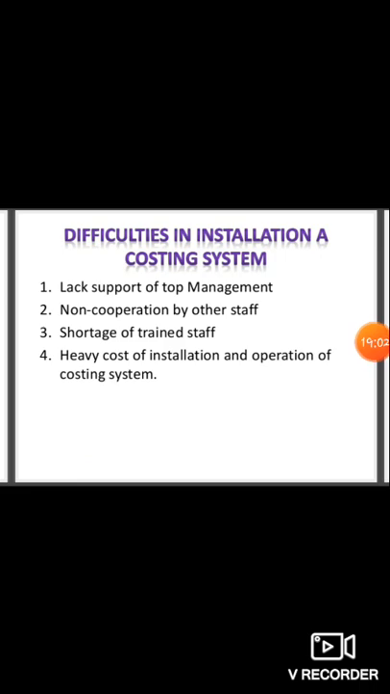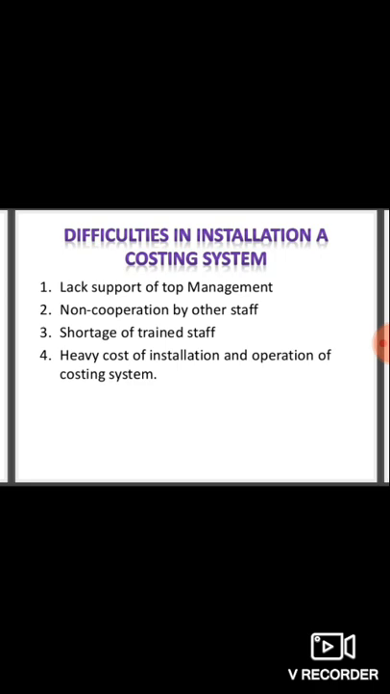So there are some difficulties in installation of a costing system. Let's see the difficulties which are identified. One is lack of support of top management. Sometimes top management cannot support the installation or changes in the costing system. It could cause some expenses or confusion in the employees. So for that, top management may not support the installation of a costing system in the company, and non-cooperation by the other staff.